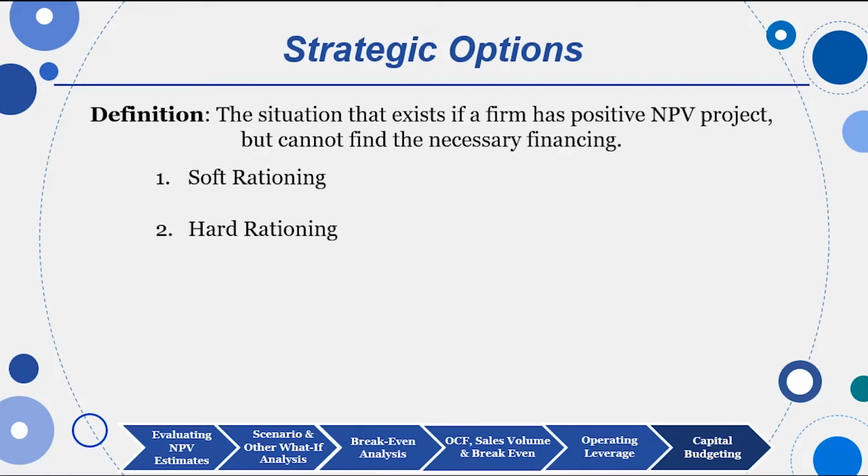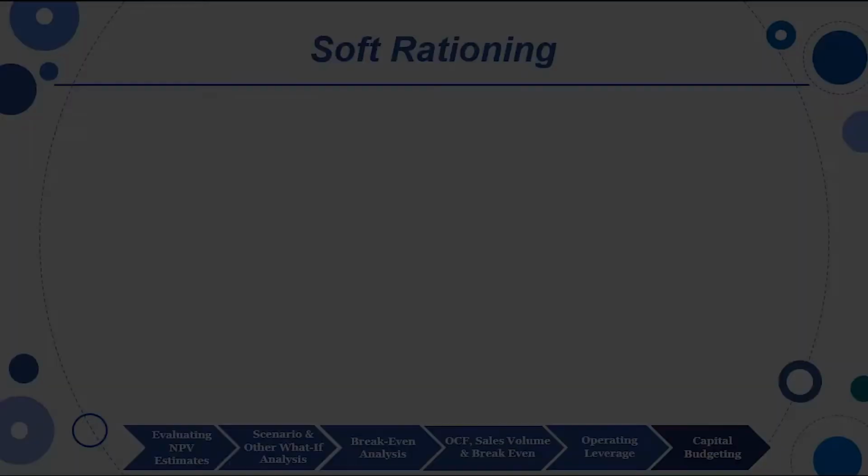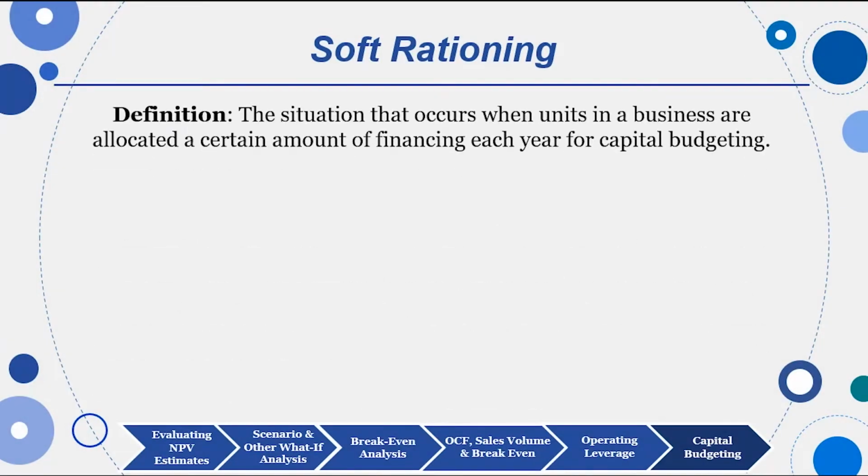If I have to go into rationing, I have positive NPV projects, possibly, but cannot find the necessary financing. So what are my choices? Soft rationing and hard rationing. $500,000 in great projects, but only $200,000 to invest. So how do I allocate that $200,000?